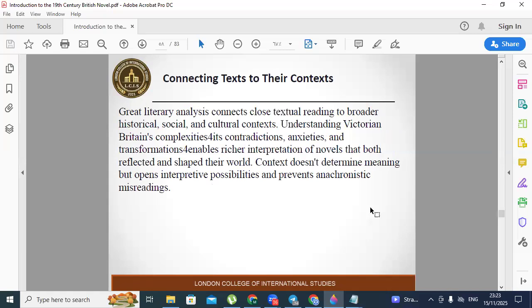Connecting texts to their contexts. Great literary analysis connects close textual reading to broader historical, social, and cultural contexts. Understanding Victorian Britain's complexities, its contradictions, anxieties, and transformations enables richer interpretation of novels that both reflected and shaped their world. Context doesn't determine meaning, but opens interpretive possibilities and prevents anachronistic misreadings.